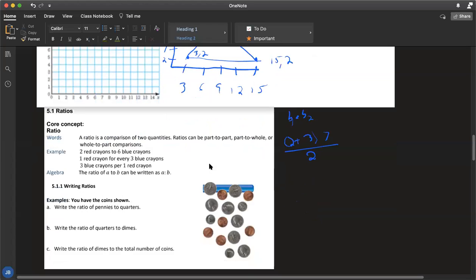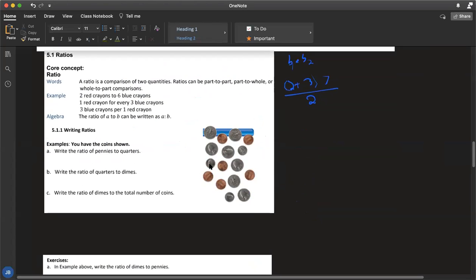Okay, here we go. So now we're looking at ratios. Who's done ratios before? Okay, perfect. Maggie, this is on 5.1. So we're on the next section, 5.1, ratios. Okay, perfect. So our core concept is ratios.